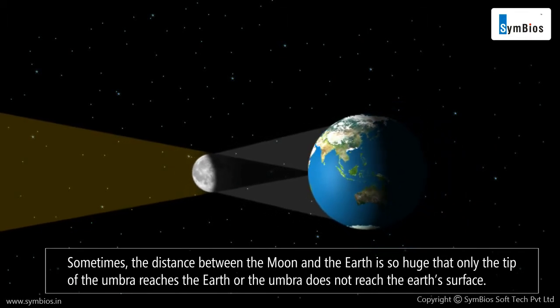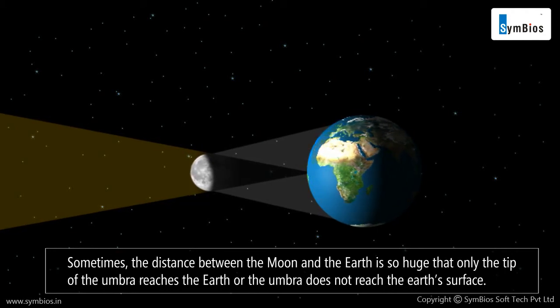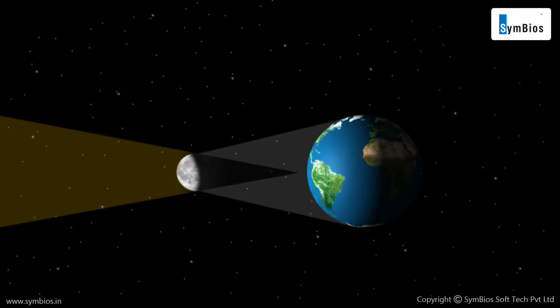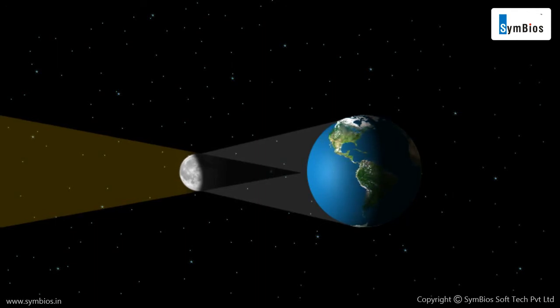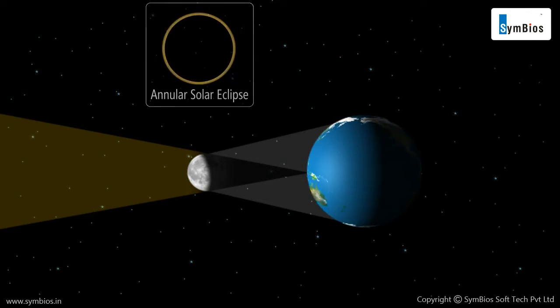Sometimes, the distance between the moon and the earth is so huge that only the tip of the umbra reaches the earth, or the moon's umbra does not reach the earth's surface. If the shadow does not reach the earth, the solar eclipse is not visible. If only the tip of umbra reaches the earth, the person standing at that place can view only the outer rim of the sun, known as the corona. This is called an annular solar eclipse.